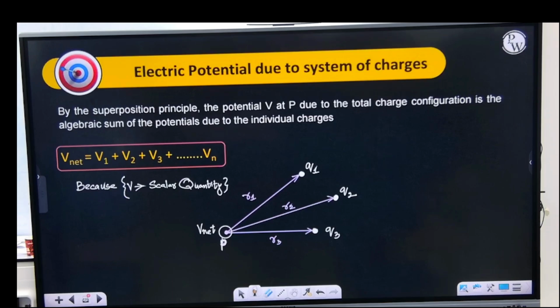By the superposition principle, the potential V at any point P due to the total charge configuration, meaning n number of charges, will be simply the algebraic sum of potentials due to individual charges, because it is a scalar. No need to worry about direction here. You just go add, kq by r, kq by r, kq by r, minus kq by r, plus kq by r. The only point is we should know the distance between them.